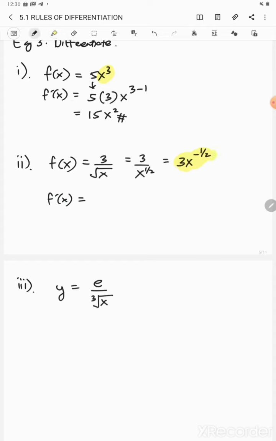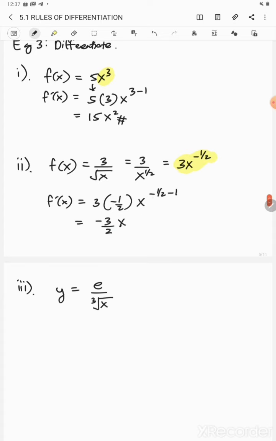So remember, 3 remains, and then you have to differentiate x power of negative 1 over 2. Just bring negative 1 over 2 to the front of x, negative 1 over 2 minus 1. So multiply this, we get negative 3 over 2 x. Negative 1 over 2 minus 1, we get here negative 3 over 2. So the answer here is negative 3 over 2 x power of negative 3 over 2. Okay, this is the answer.